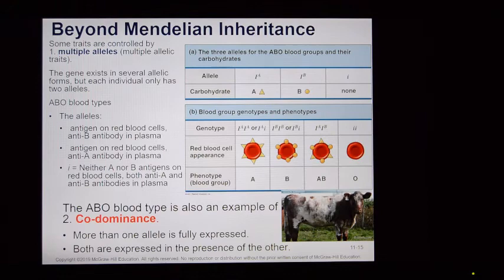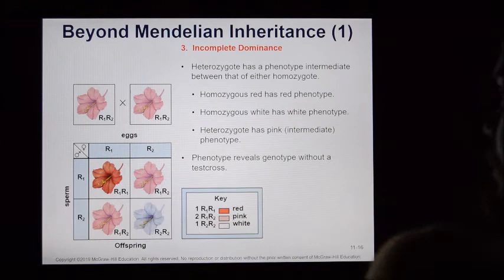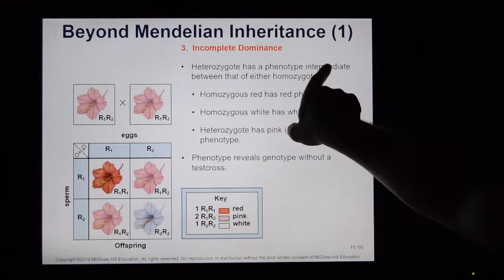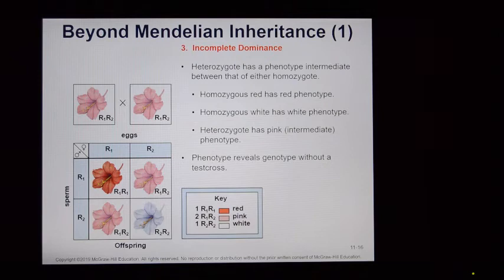Incomplete dominance. Red flower and white flower come together to make pink flowers. This is where the offspring represent a blend, if you will, of the two parents. The heterozygote has a phenotype intermediate between that of either homozygote. A tall person has a child with a short person. The offspring is of medium height. That would be an example of incomplete dominance. Not reality for humans, but good enough for our purposes and conversation here.